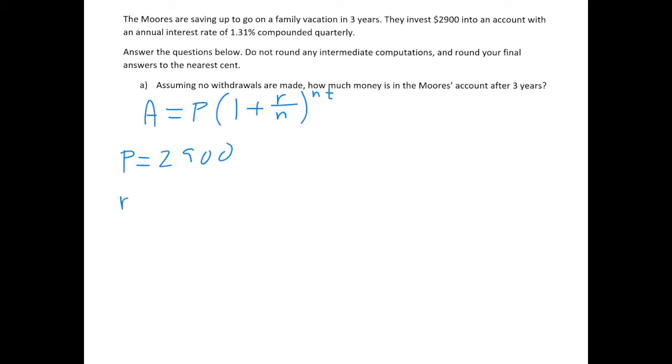The rate is given as 1.31%, but remember, you can't enter percents into formulas like this. We need to convert it to a decimal, which will be 0.0131.